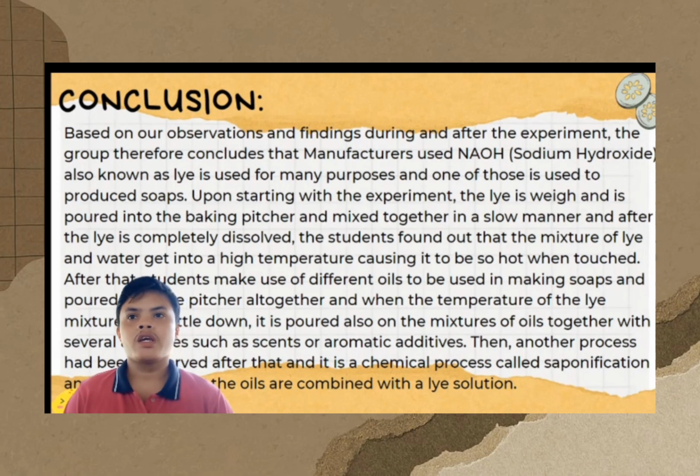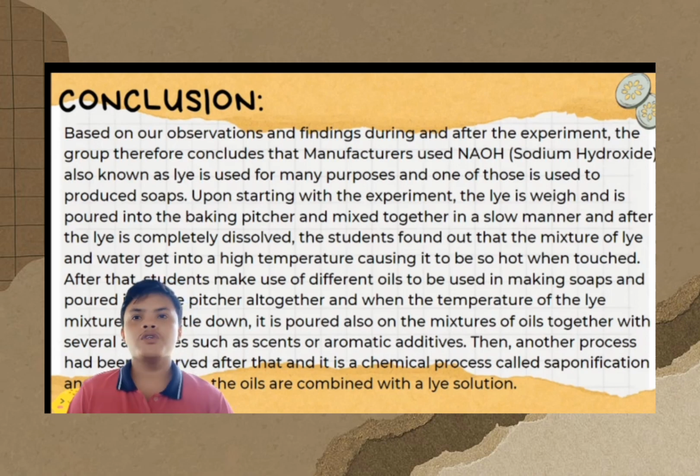So, conclusion. Based on our observations and findings during and after the experiment, the group therefore concludes that manufacturers use NaOH or sodium hydroxide, also known as lye, for many purposes, and one of those is for the production of soaps. So we conclude that in order for us to produce soaps, sodium hydroxide or lye is one of the main ingredients for the production of soap.